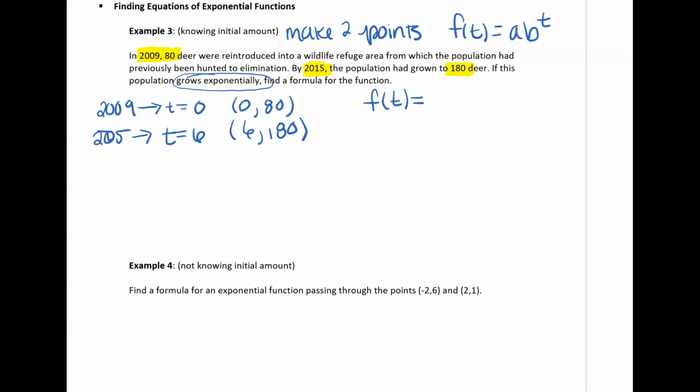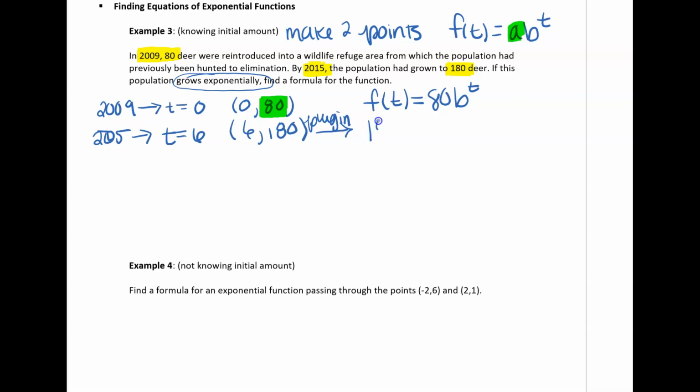Now remember, this a right here is your initial value, and we are initially starting with 80 deer. And so I'm going to say 80 b to the t. Then I'm going to use that initial value to create somewhat of a function. I'm going to now take this second point and plug it in to figure out other pieces of this.